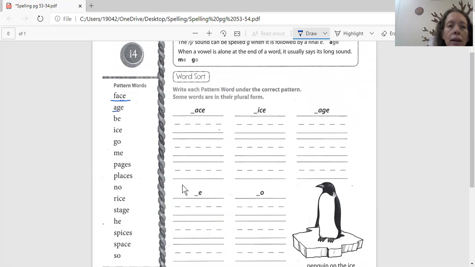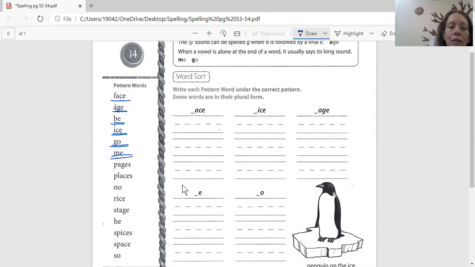Number 2, age. A-G-E, age. Number 3, be. B-E, be. Next one, ice. I-C-E, ice. Next we have go. G-O, go. Next one is me.